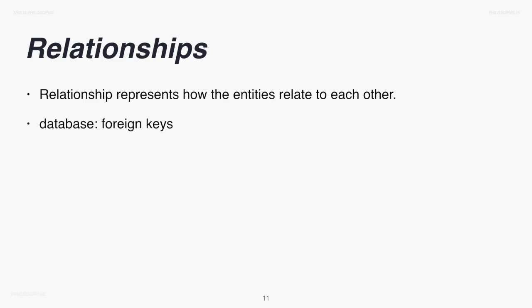And then we get to the relationship part. This is what makes relational databases relational. Relations represent how the entities or the tables relate to each other, and this is done through foreign keys.